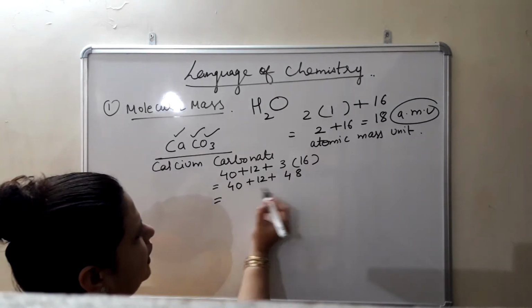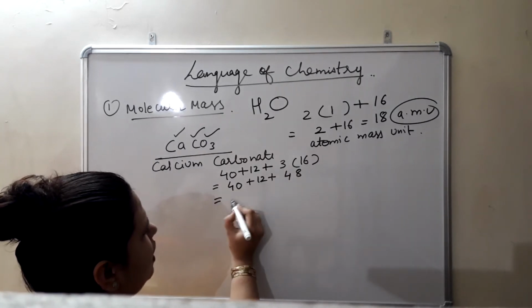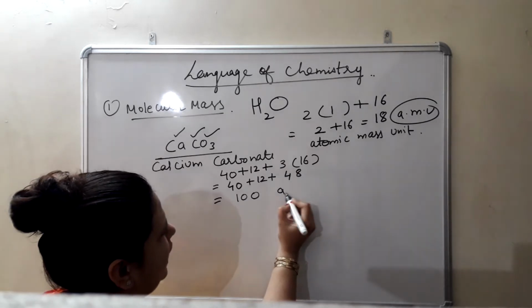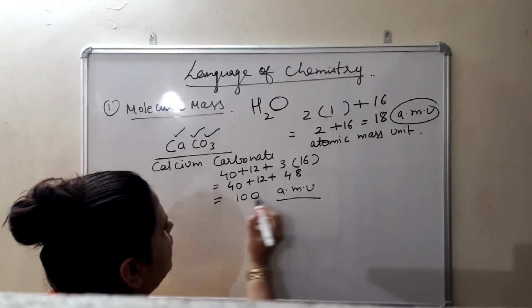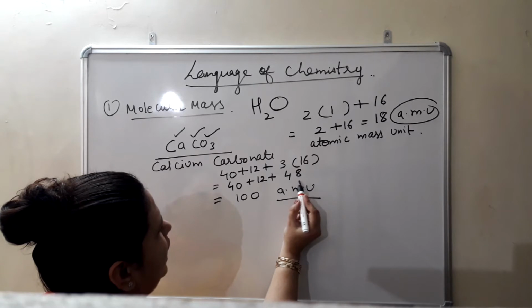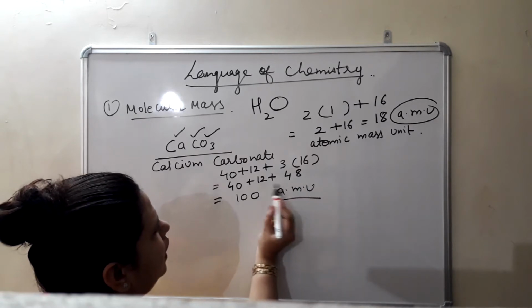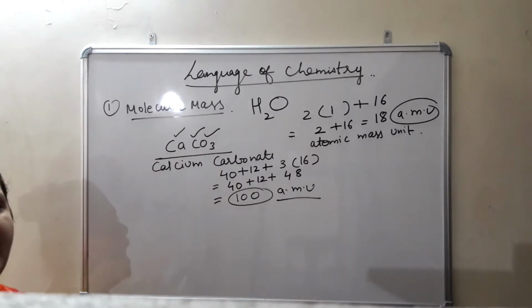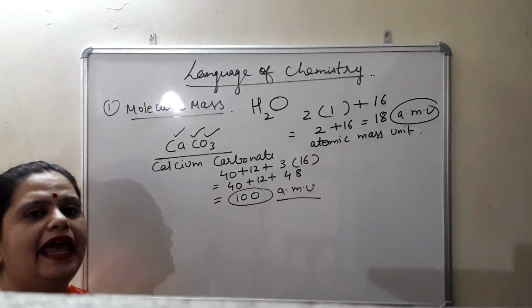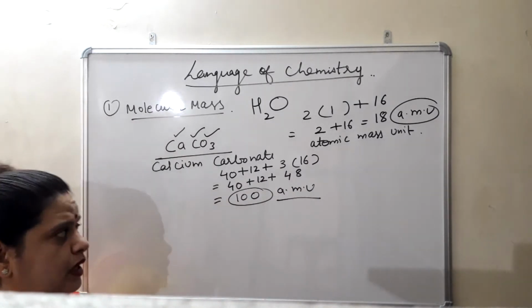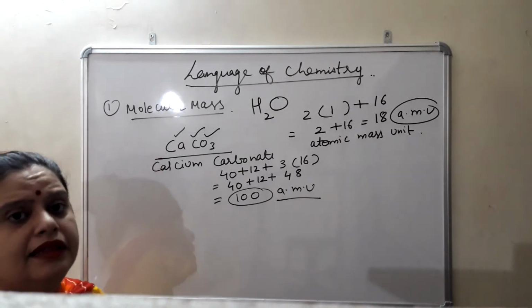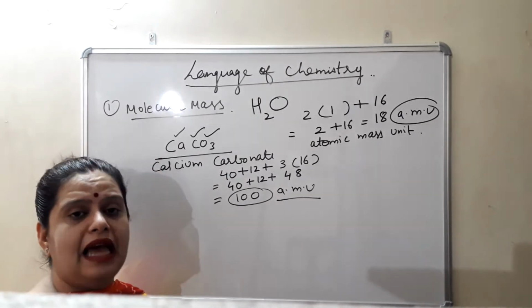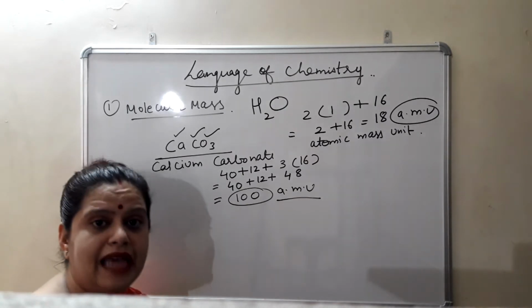Now 40 and 48, how much will this be? 100 AMU if I am not wrong. Yes, 40 plus 48 is 88, plus 12 is 100. So this is the molecular mass of calcium carbonate, that is 100 AMU, 100 atomic mass unit. So this is the first point. This type of question you will get in examination, basically in the board examination.